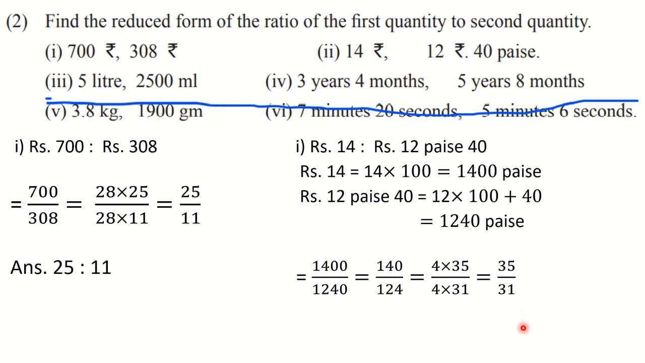But the final answer should be in the form of a ratio. So write down the answer: 35 is to 31. Okay, copy it down.